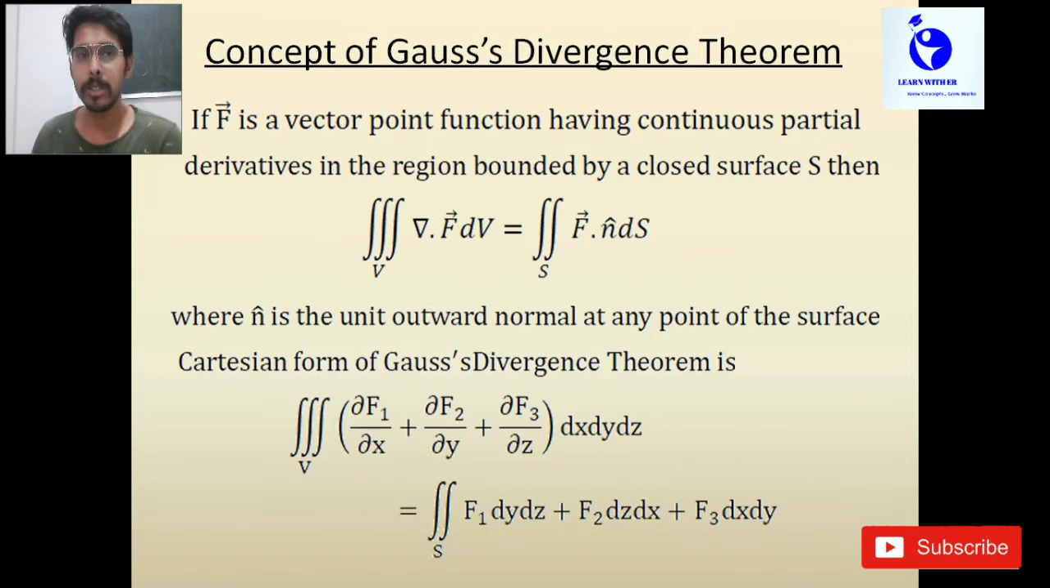So first of all, let us come with the concept of Gauss Divergence Theorem. What exactly is Gauss Divergence Theorem? If f is a vector point function having continuous partial derivative in the region bounded by closed surface S, then triple integral over V of ∇·f dV equals double integral over S of f·n̂ dS.